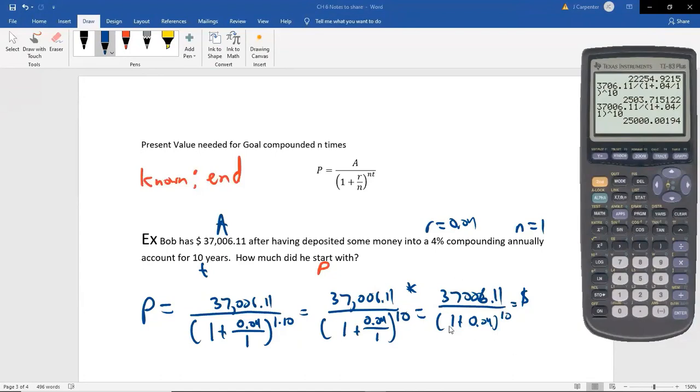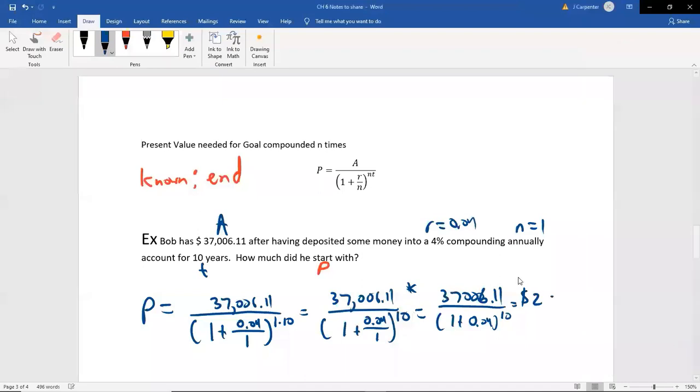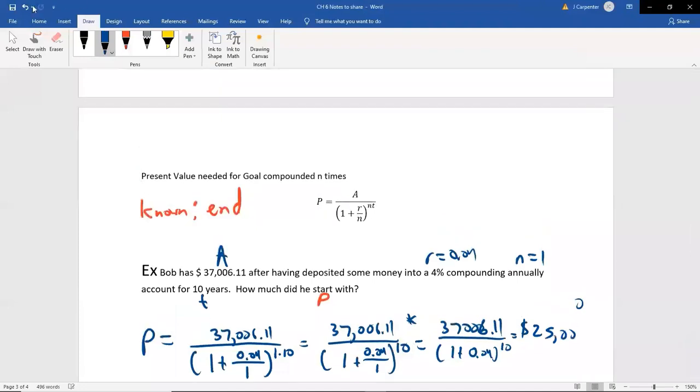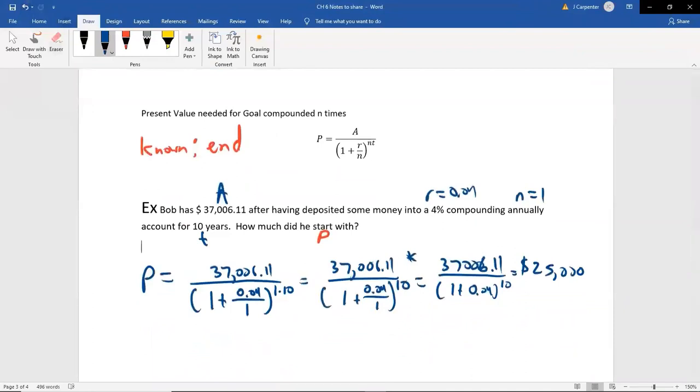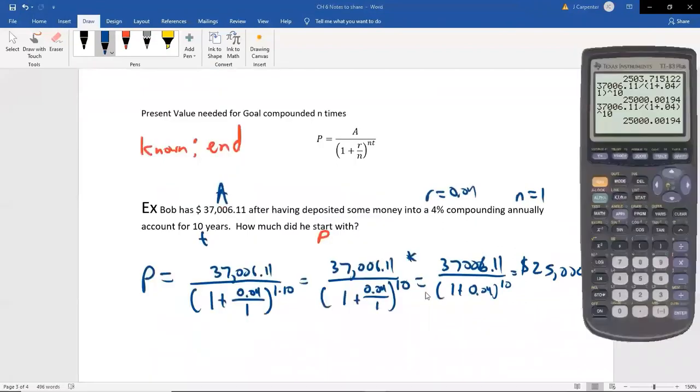If you type it the other way, with a little asterisk, by right I don't mean correct, I mean the far right side, 37,006.11 divided by parentheses 1 plus 0.04, close it, raise it to the 10th, you'll get the same answer. Now if we compounded monthly, we definitely would have needed the fraction and the divided by 12. The exponent would have been 10 times 12, which is 120. But you can see, rounded to the nearest penny, we started with 25,000. That was wackadoo, how that happened, but that's all right. There we go.